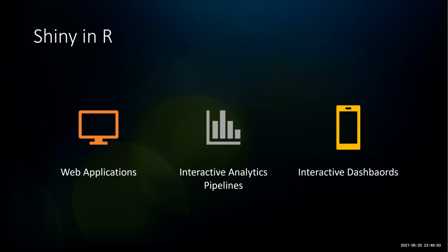Shiny in R can be used to make web applications interactive. Shiny in R can be used to make interactive analytics pipelines so that individuals and researchers can do data analysis without coding. It can also be used to make interactive dashboards.